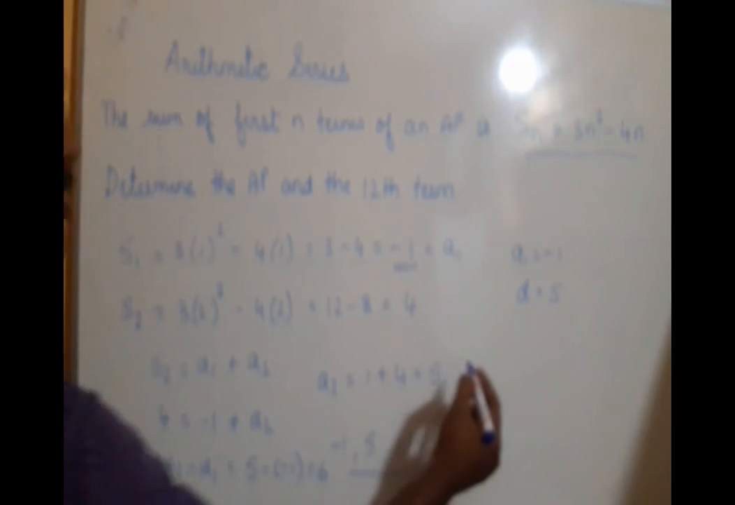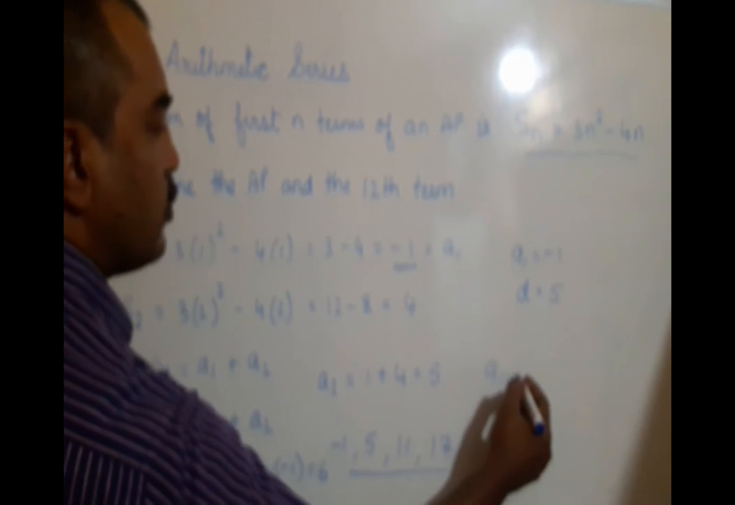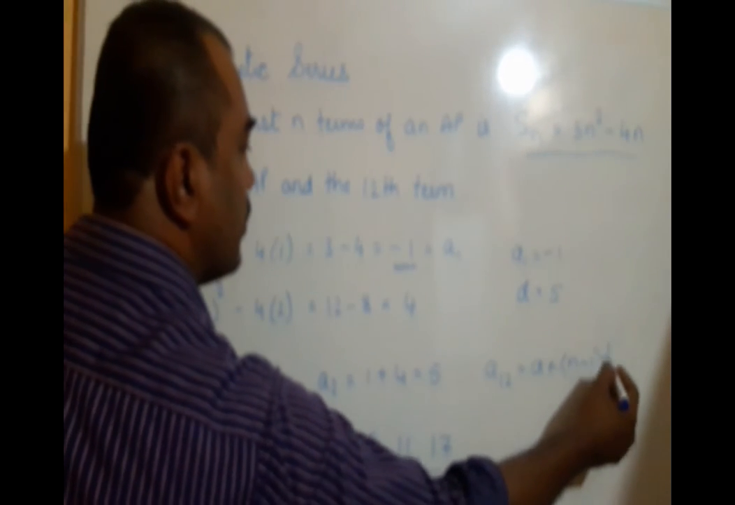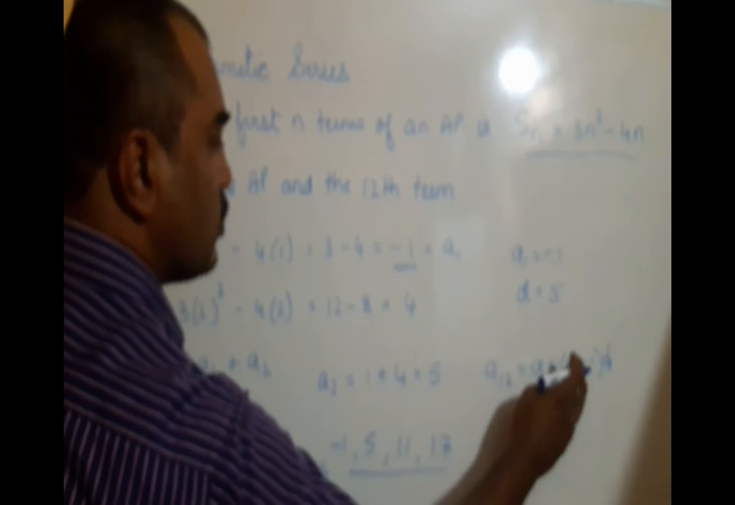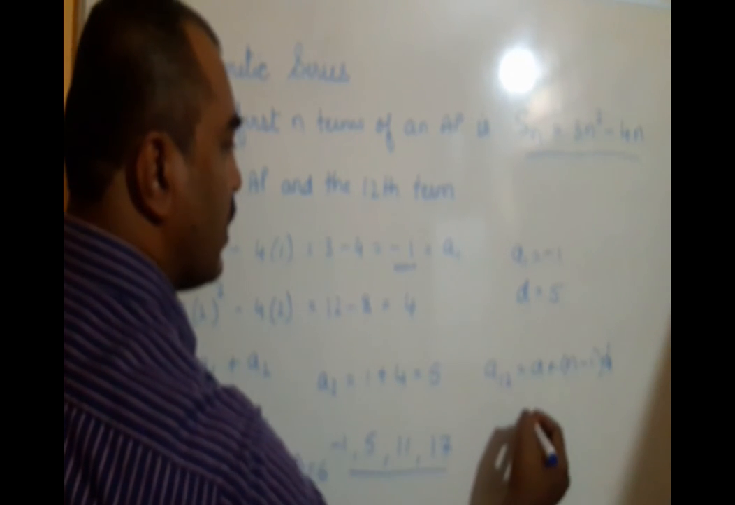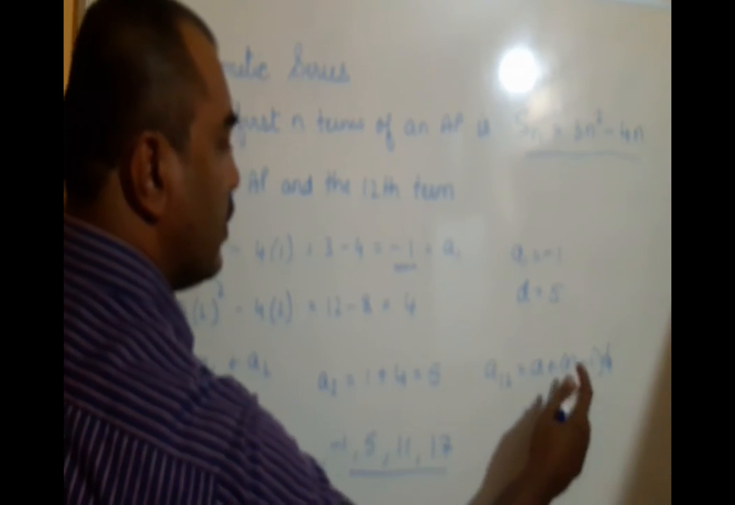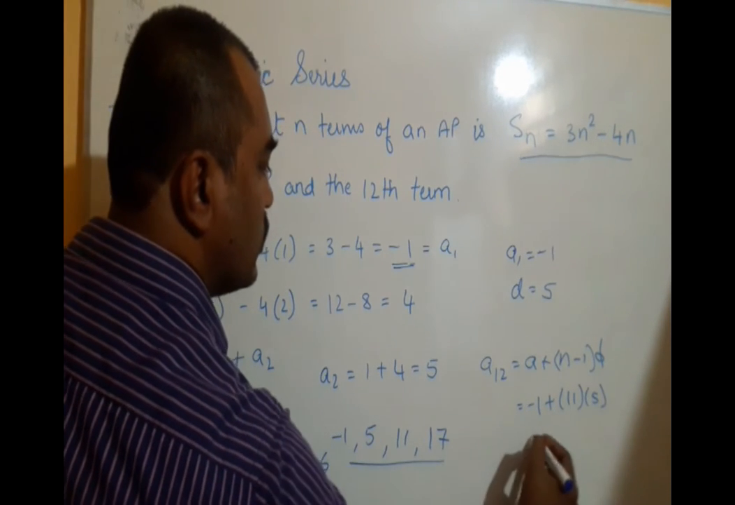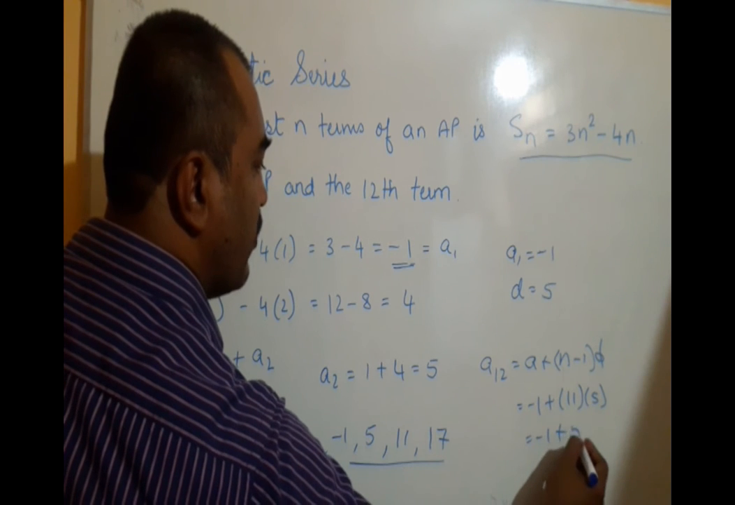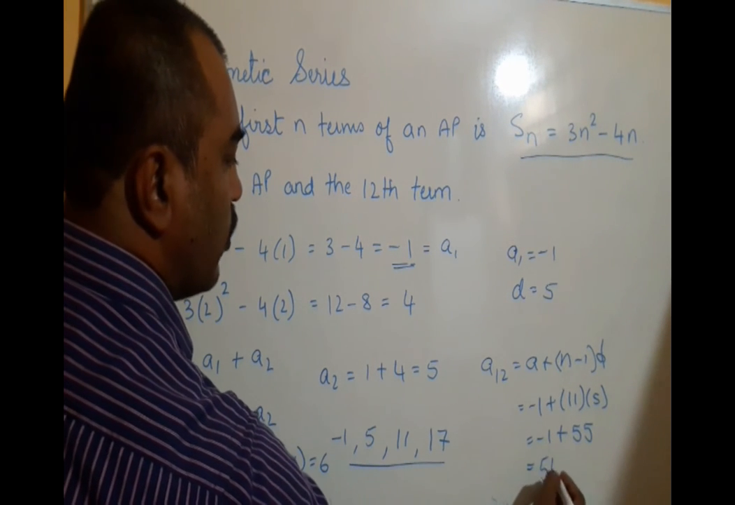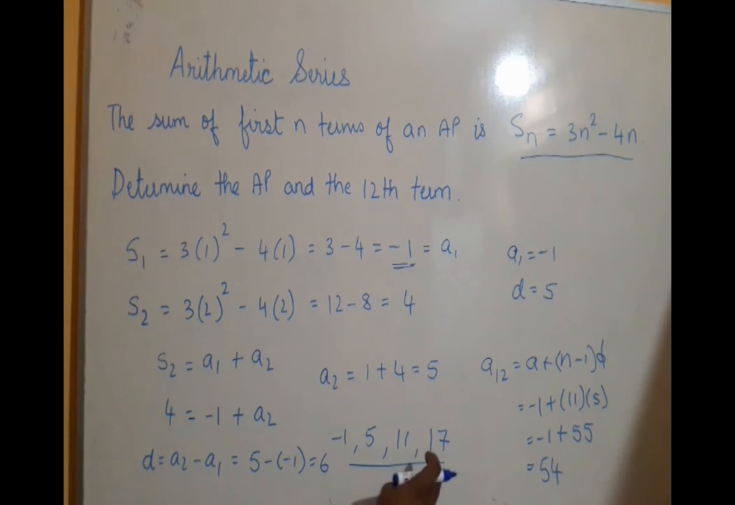Now to find the 12th term is simple. A12 equal to a plus n minus 1 D. So instead of n I'll put, let me write it again. A is -1, 12 minus 1, 11, 11 into 5. So -1 plus 11 5s are 55. So we have 54. The 12th term of the sequence is 54.